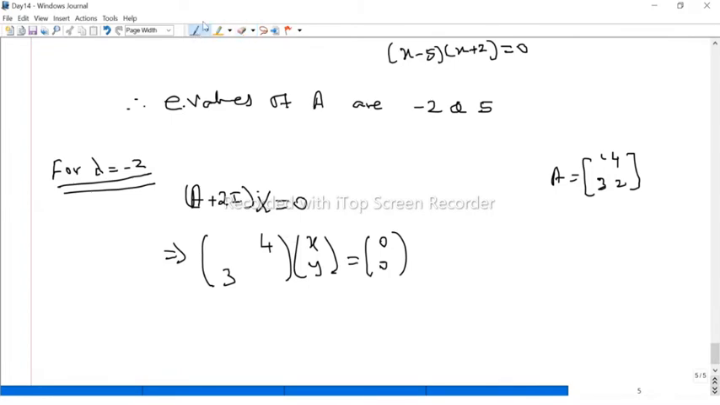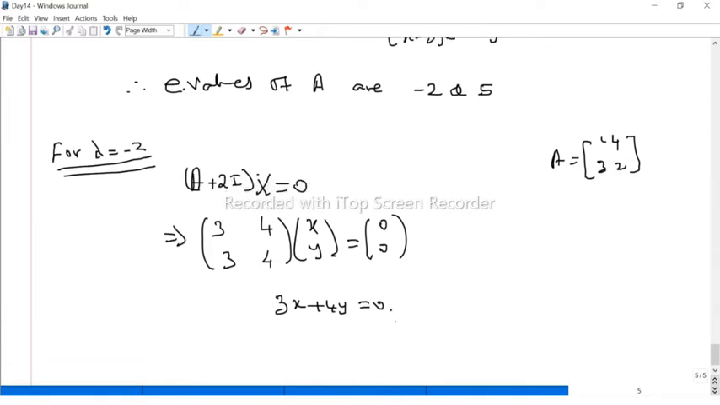The diagonal elements: 1 plus 2 is 3 here, and the last one is 2 plus 2 is 4. Now look, both are the same, therefore we get only one equation, namely 3x plus 4y equal to 0. Now what is the value of x and y? We can take any one variable as a free variable, and then we can find the other variable. So suppose we fix y equal to 1, we know x. What is x?